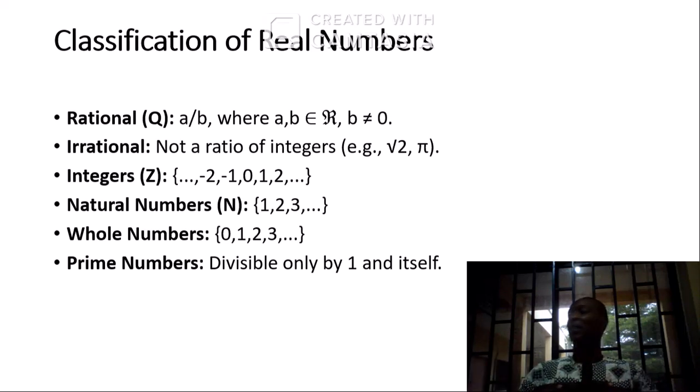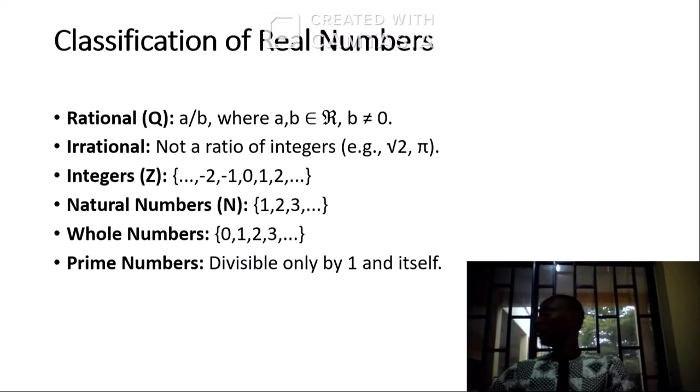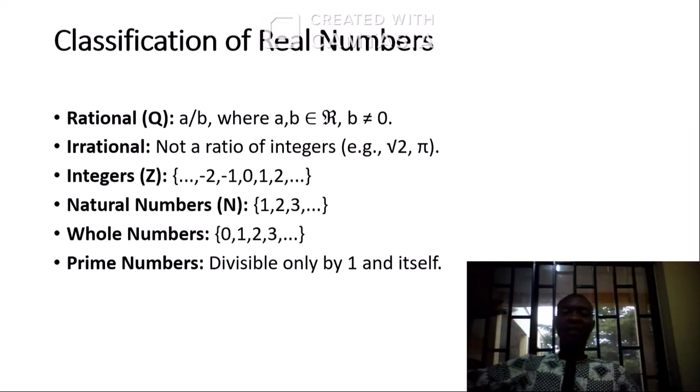We also have the set of integers. These are whole numbers, including negative numbers, 0, and positive numbers. Natural numbers are what we are familiar with: this is 1 paper, this is 2 papers. These are natural numbers. We also have the set of whole numbers, which are natural numbers including 0, and we have prime numbers, which are numbers that have exactly 2 factors, 1 and itself. All these are subsets of real numbers, and they are classes of real numbers.